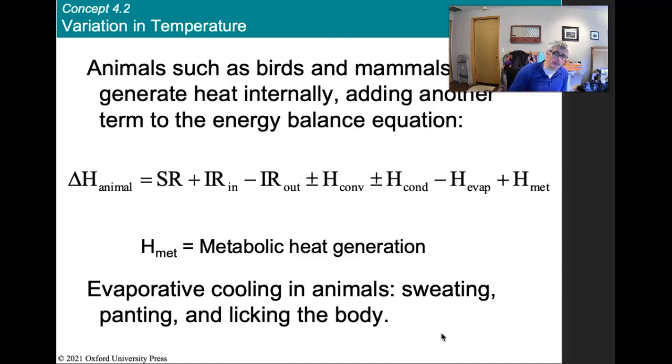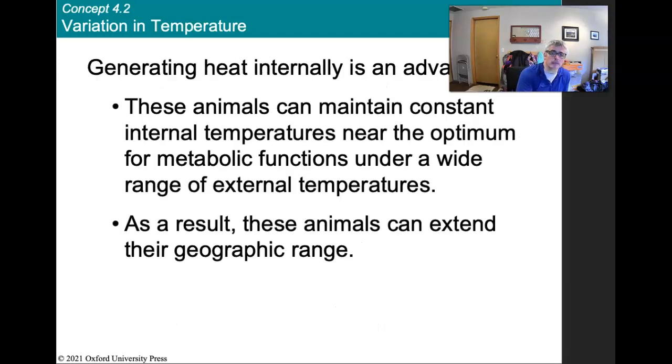But here we have a positive term, which is heat from metabolic heat generation. So through burning energy, there's heat produced, and that is a positive. So one extra term here. And then the way that evaporation is dealt with is a bit different, but generally kind of the same. You can think of sweat glands and stomata as being kind of the same thing.